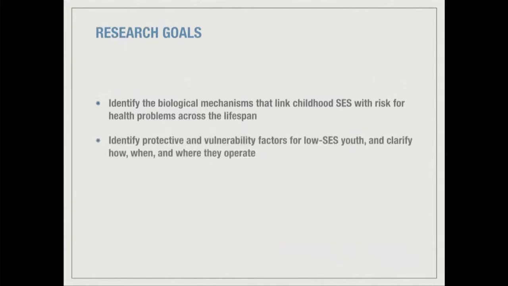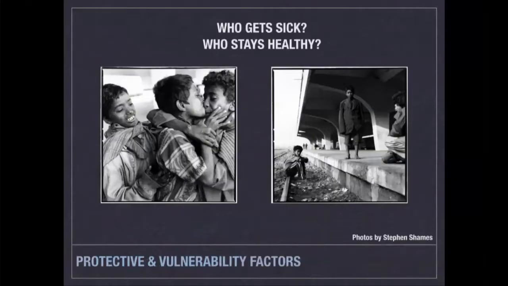A second aim of our work is to try to understand protective and vulnerability factors that moderate the relationship between childhood socioeconomic status and health problems. I'm going to be focusing heavily on that work and also on trying to glean some insights about policy and practice from that work. Let's see, I'll go ahead and get started.